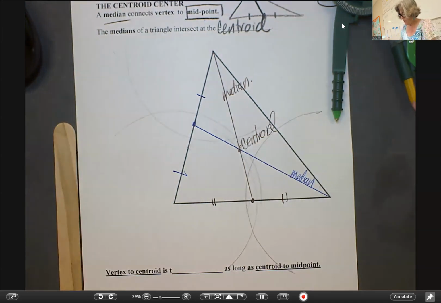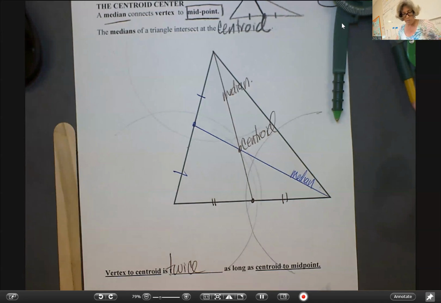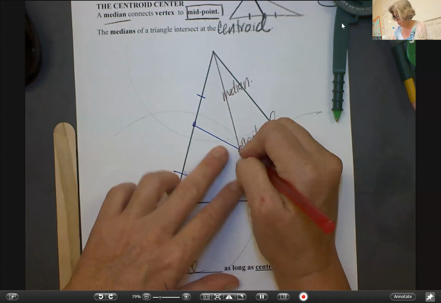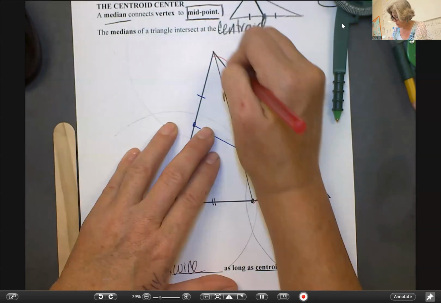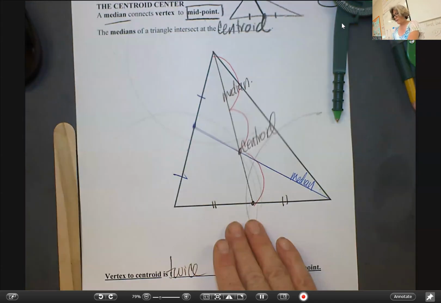Vertex to centroid is twice as long as centroid to midpoint. And you already know this, that this is a 1 bunny hop and 2 bunny hop ratio, 2-to-1 ratio. Next page.